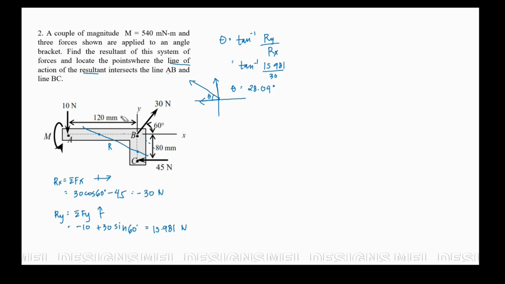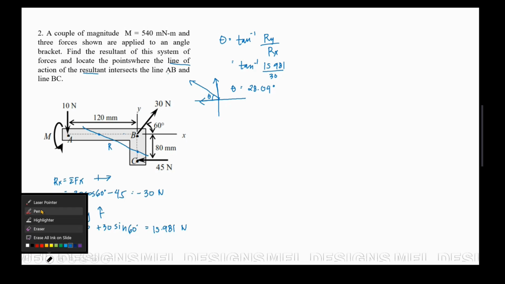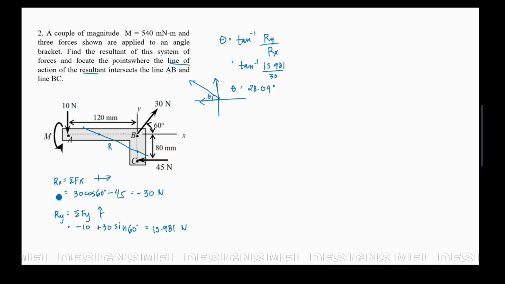Ayan. So, bakit natin minove dyan? Kasi sabi nga sa problem, the line of action of the resultant must intersect line AB and line BC. Okay. So, pinapalocate pa yung points kung saan magi-intersect yung ating line of action for the resultant. So, ito na ngayon yung tinatanong sa problem. So, this is, let's say, X, and this will be our Y. Point of intersection ng ating resultant with line AB and line BC.